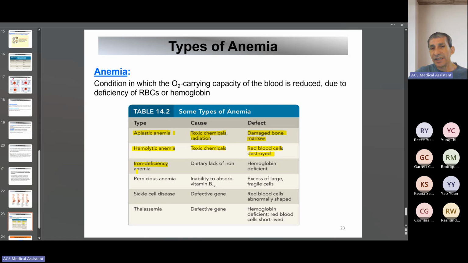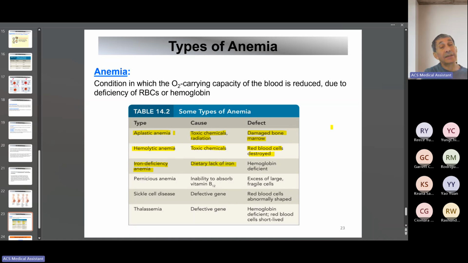Iron deficiency anemia, very common anemia. Probably you have been diagnosed with iron deficiency. That means that you lack iron, this mineral that assists hemoglobin to be produced. This is the mineral that makes up hemoglobin, the one that gives the color of the blood. So it says right here, dietary lack of iron.